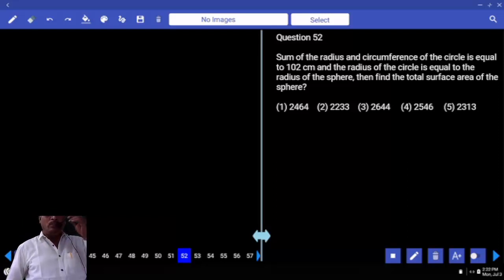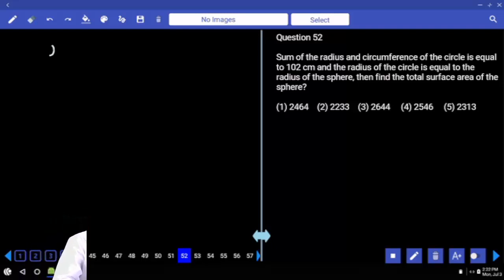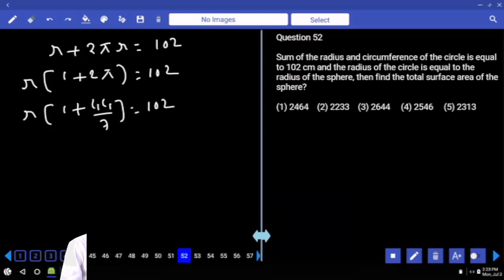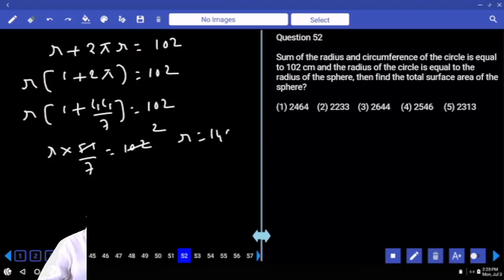What is this 162? Sum of radius and circumference of a circle. Radius is r, circumference is 2 pi r, equal to 162. R is common, so r into 1 plus 2 pi equals 162. R into 1 plus 2 pi, which is 44 by 7: 44 plus 7, 51. R into 51 by 7 is equal to 162. 51 sevens are... so r equals 14.